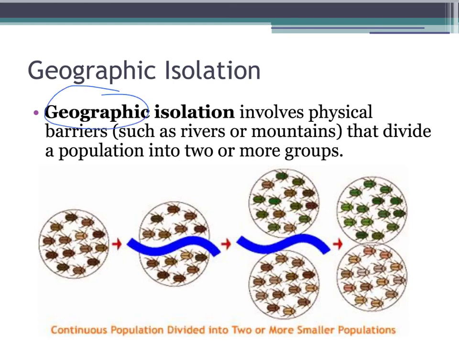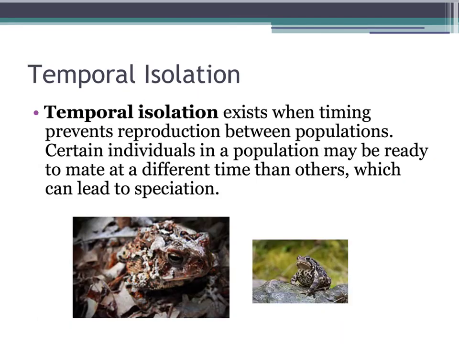Then we've got geographic isolation, and that's just what it sounds like. Remember I told you geographic? Think about map or place. So this is when a physical barrier is going to take one population and turn it into two. So here we have a river. If a river suddenly, I don't know, separates these two populations, look at this. Now they're going to look totally differently. They're not even going to notice each other. They're not going to be able to mate anymore.